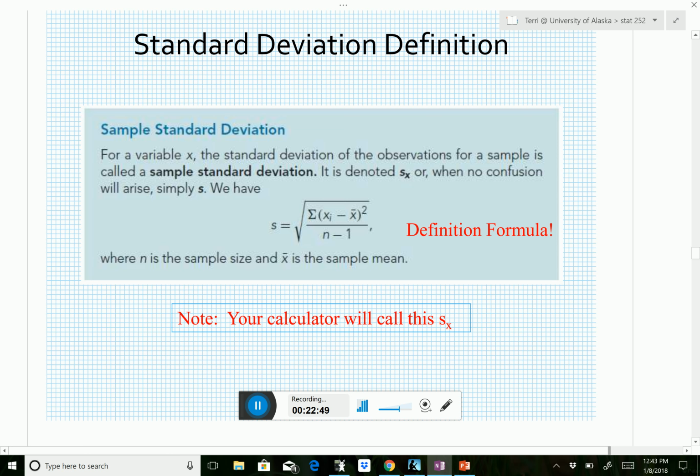Now, we have this variable x, and the standard deviation of the observations, we're going to call it a sample. So we're going to say this is a sample of the kids in the daycare. It's denoted S of x, or when no confusion arises, sometimes we just say S. Your calculator calls this S of x. We'll talk about that in a minute. And you'll notice that by definition, what is S? Well, S takes each data point, subtracts its sample mean, then squares it, and then adds all those numbers up.